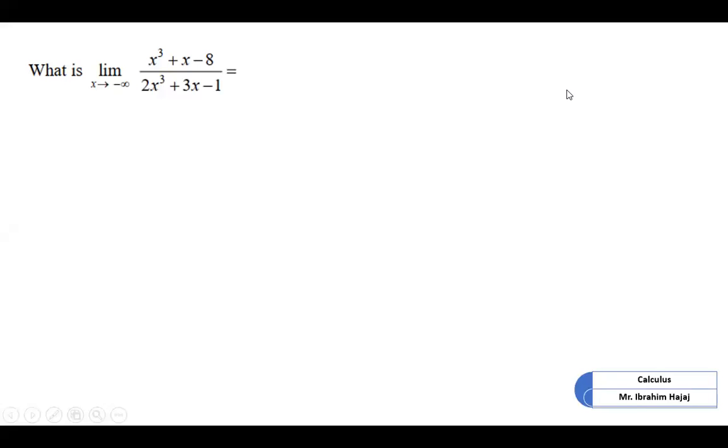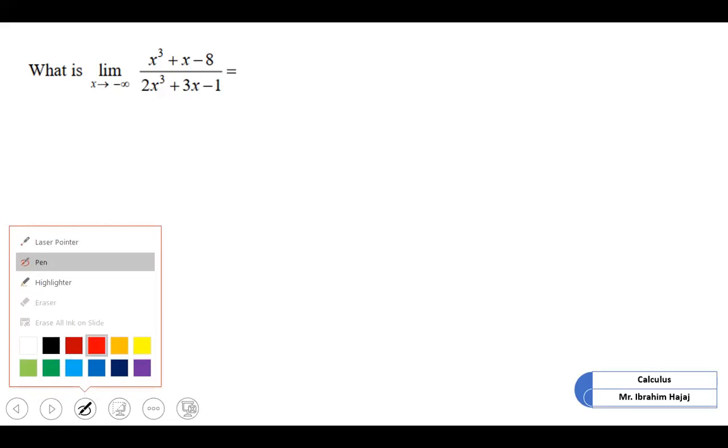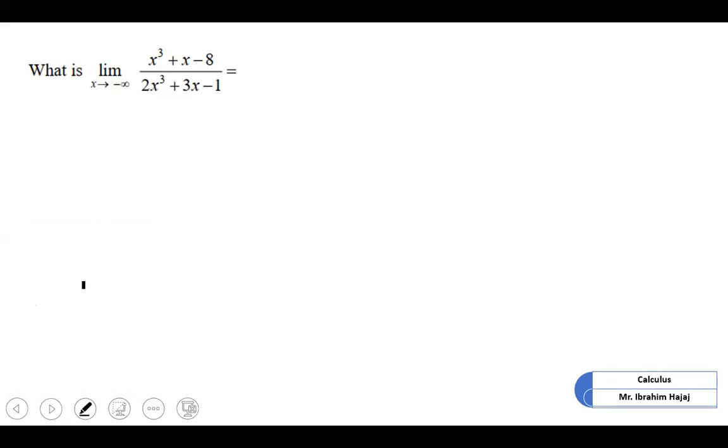Okay, guys. The next question: what is the limit as x approaches negative infinity of x cubed plus x minus 8 over 2x cubed plus 3x minus 1? In this question, we will simply compare the degrees of the numerator and the denominator, and since they are equal, we simply take the leading coefficient up here over the leading coefficient in the denominator down. So the leading coefficient up is 1 and the leading coefficient down is 2, simply.